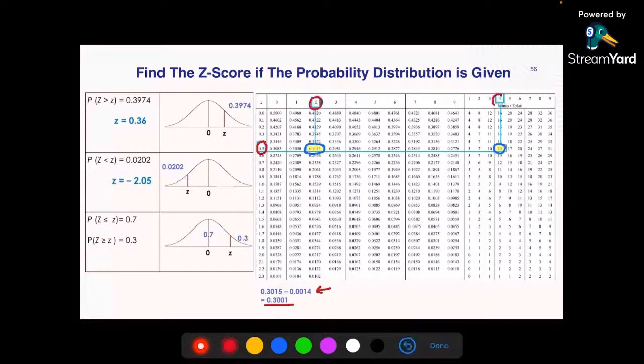0.524. So that will be the answer, 0.524.